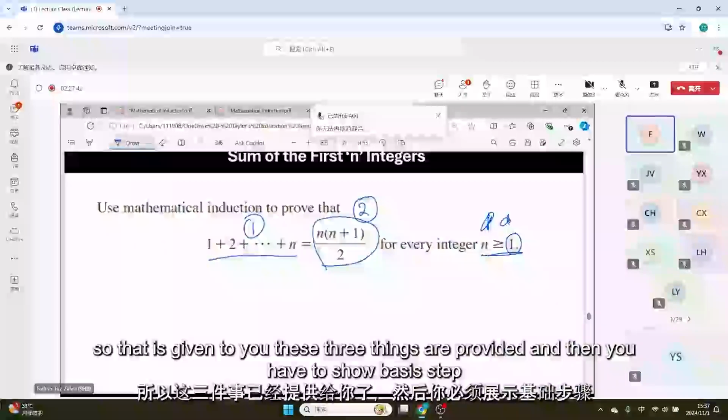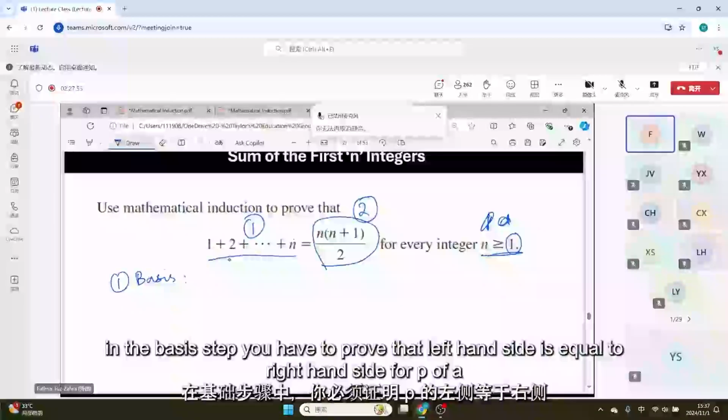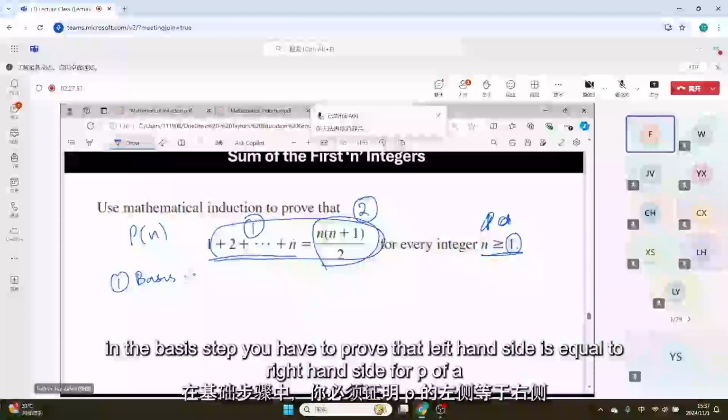These three things are provided, and then you have to show the basis step, and this whole statement is in the question. This is P of n. In the basis step you have to prove that the left hand side is equal to the right hand side for P of a.